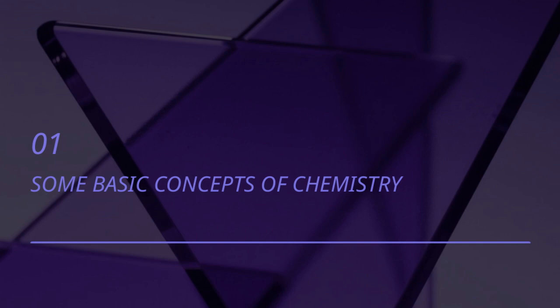One key point is that matter is made up of tiny building blocks called atoms. These atoms combine in various ways to form molecules, which are the smallest units of compounds. Understanding these basic concepts is crucial because they form the foundation for more complex topics we'll explore later. Recognizing how atoms and molecules interact helps us grasp everything from how medicines work to how energy is transferred in chemical reactions. So, as we move forward in this presentation, keep in mind that these fundamental ideas are the building blocks for understanding the fascinating world of chemistry.